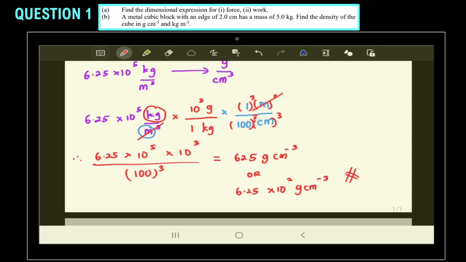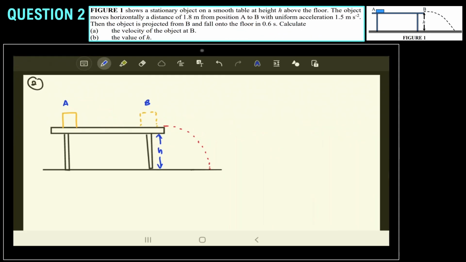Okay, that's right. Okay, so let's proceed to question number 2. Question 2, we have Figure 1 shows a stationary object on a smooth table, so means no friction, and the height of the table is h above the floor. The object moves horizontally at a distance of 1.8 meter from position A to B. So means that from A to B we know that it's 1.8 meter. So from here to here, I put SAB.